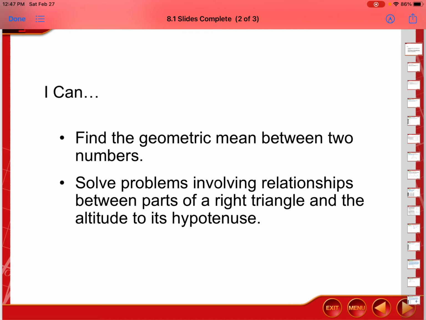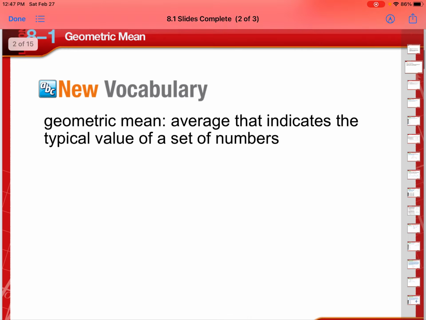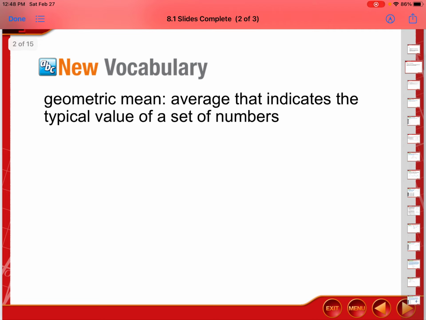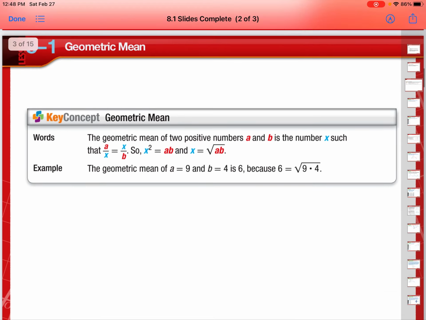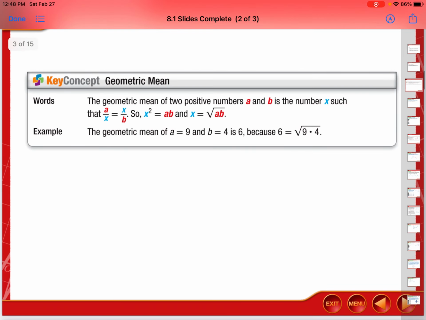So the goal is I can find the geometric mean between two numbers, and I can solve problems involving relationships between parts of right triangles and the altitude to its hypotenuse. So first of all, geometric mean. Geometric mean is the average that indicates the typical value of a set of numbers. Now, this is what geometric mean actually looks like.